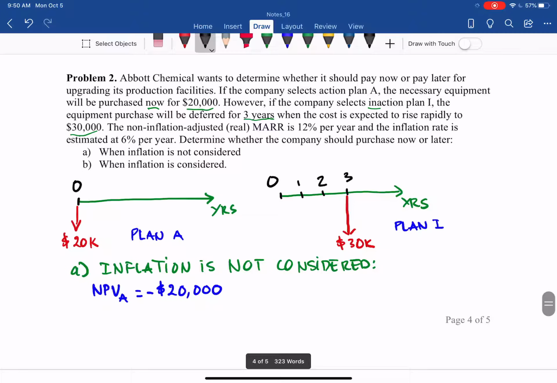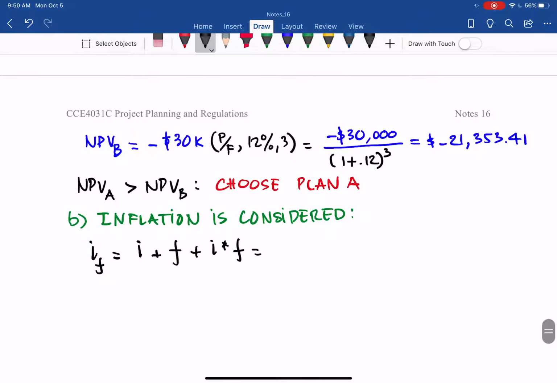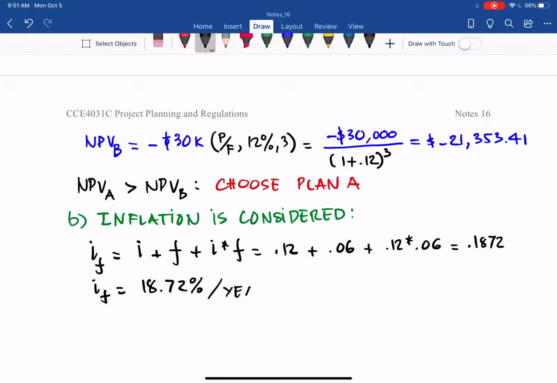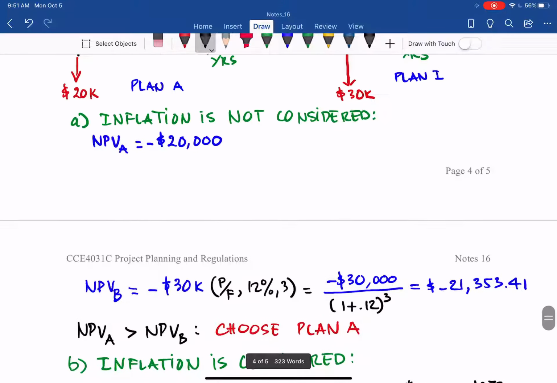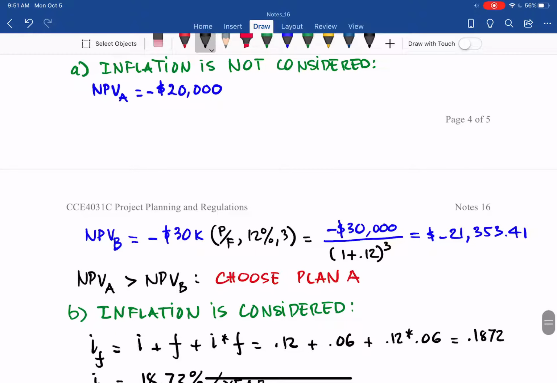I is the MAR, 12%, inflation F is 6%. So you have that equal to 0.12, you have to put that in decimal, plus 0.06, 6%, plus 0.12 times 0.06, and that equals 0.1872, and that is the I_F equal to 18.72% per year. And again, you have to put it in decimal form, not the percent, because that is consistent with the unit. And similarly, exactly the same two equations, instead of the MAR 12%, we turn that to 18.72%.